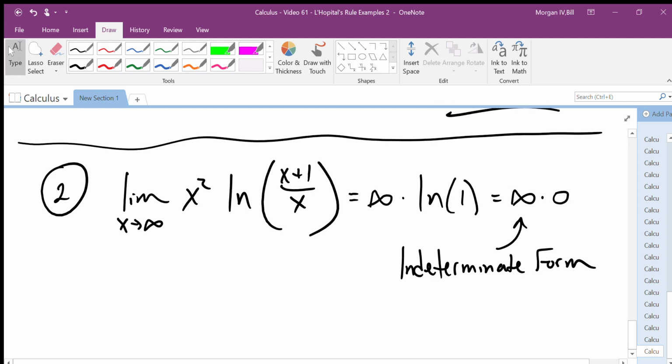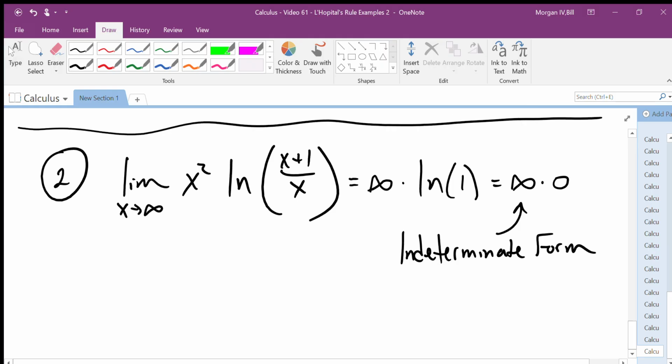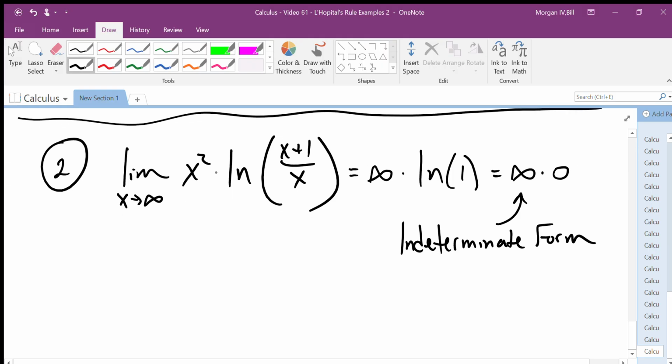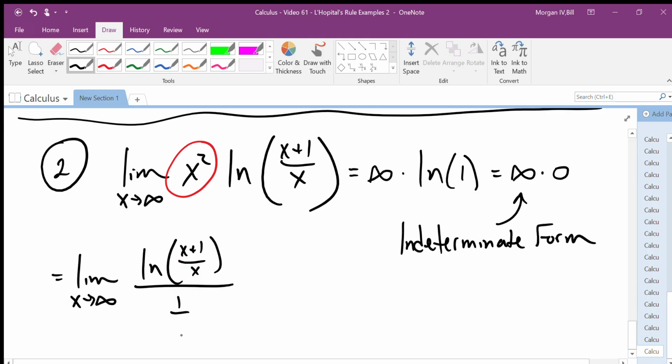Okay, well, give it a shot. Pause the video, take a few minutes, see if you can figure out how to rearrange this into a 0 over 0 or infinity over infinity form. Okay. Let's give it a shot. I'm going to take this x squared here, and instead of having x squared times the natural log of x plus 1 over x, I'm going to move the x squared to the denominator as 1 over x squared. All right? It's going to look something like this. The limit as x goes to infinity of the natural log of x plus 1 over x over 1 over x squared.